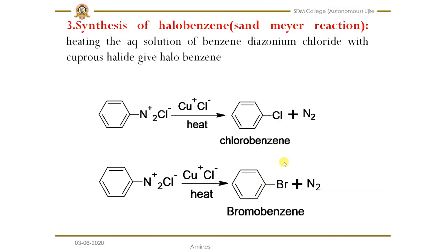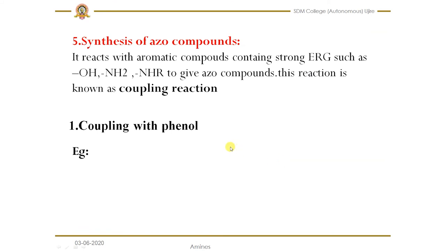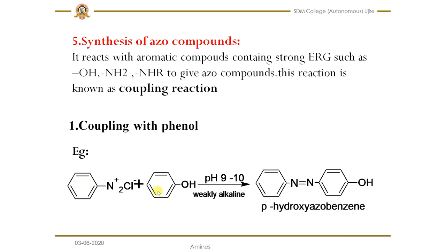And one more application is the synthesis of azo compounds. It reacts with aromatic compounds containing a strong electron releasing group such as hydroxy group, amino group, or secondary amines to give azo compounds. This reaction is known as a coupling reaction. Two molecules get coupled to give the coupled product, the azo compound. Compounds having an N=N double bond are called azo compounds.